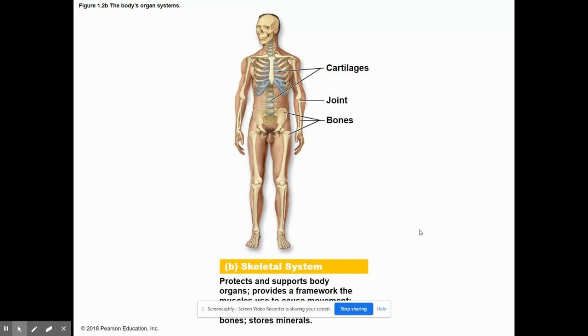So here's an image of the skeletal system. The main structures are the cartilages, joints, and bones, and the main functions are providing a framework for the muscles to use for movement, protect and support the body organs, and to help store minerals.